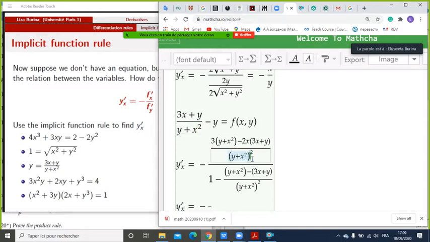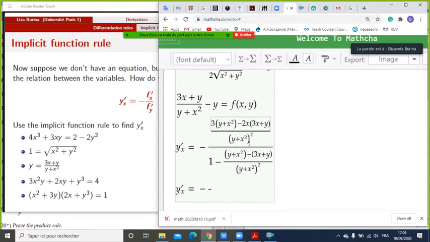The denominator to the power of 2, then for the numerator, this 3 is the derivative of the numerator with respect to x, and then I just multiply it by the denominator. Now I have minus 2x, so 2x is the derivative of the denominator with respect to x, and I multiply it by the numerator. And then in the big denominator of the big fraction, what I'm doing is taking the derivative of this whole thing with respect to y.